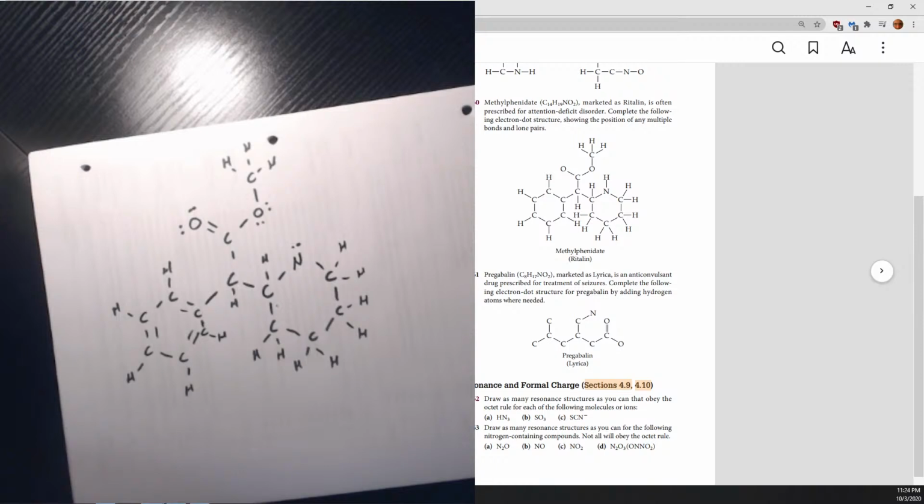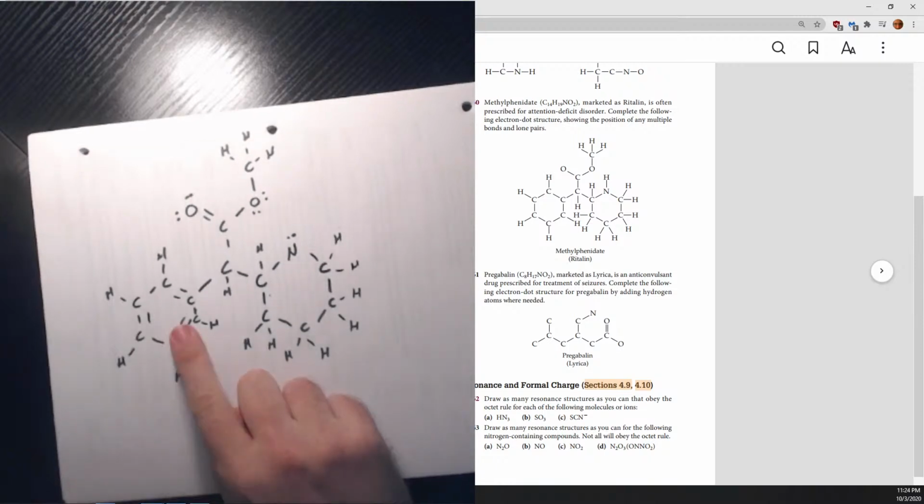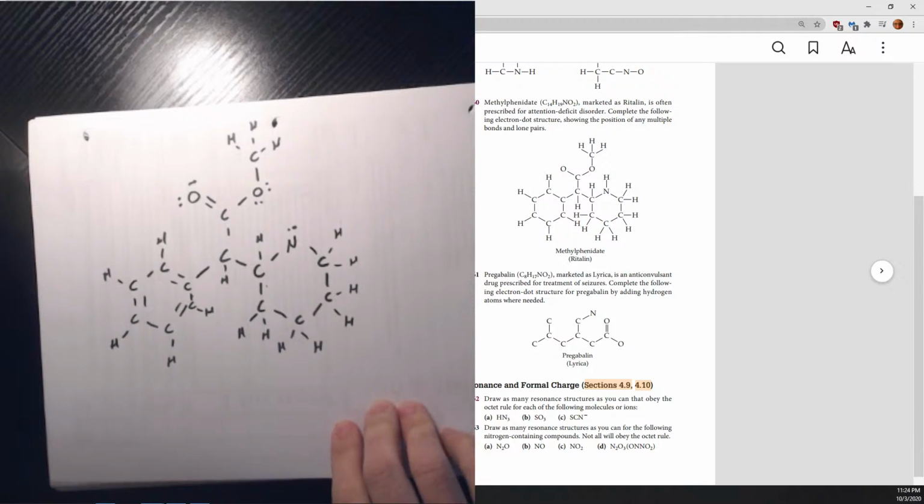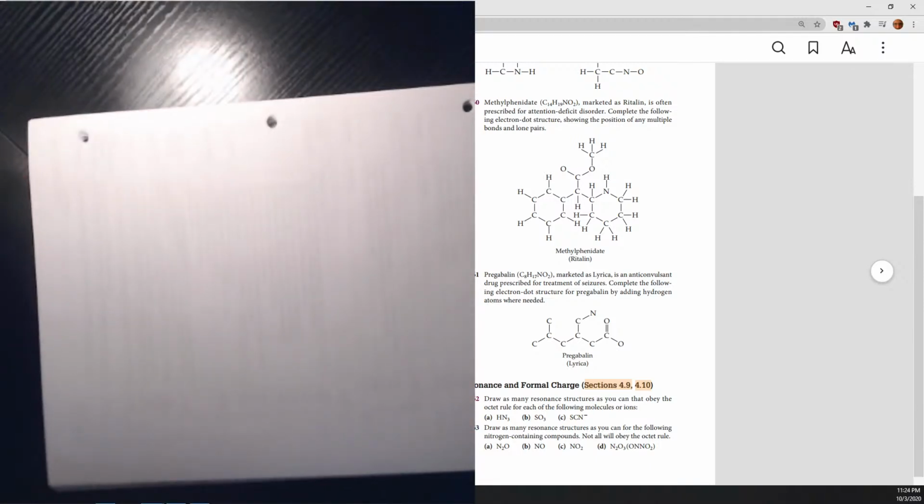Okay, so draw as many resonance... Oh, by the way, those alternating double bonds would have resonance. So another way to draw it would be with the double bonds on the other three positions. All right, draw resonance structures, as many as you can, that obey the octet rule for each of the following molecules or ions.